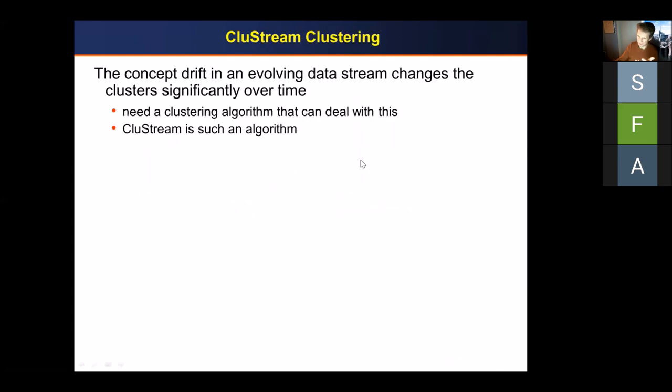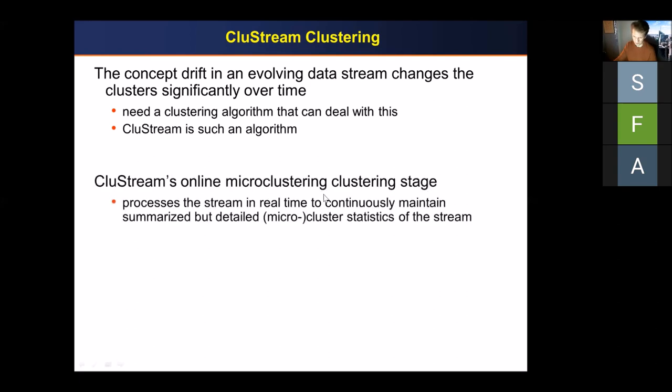in streaming data, okay? So this concept drift is a really significant thing, and concept evolution as well. Concept evolution and feature evolution are really similar, because they both involve clusters, and the attributes or features change, they modify, and the clusters may also change because of this. So if you do clustering, you need to deal with this, right? And there's an algorithm called CluStream.